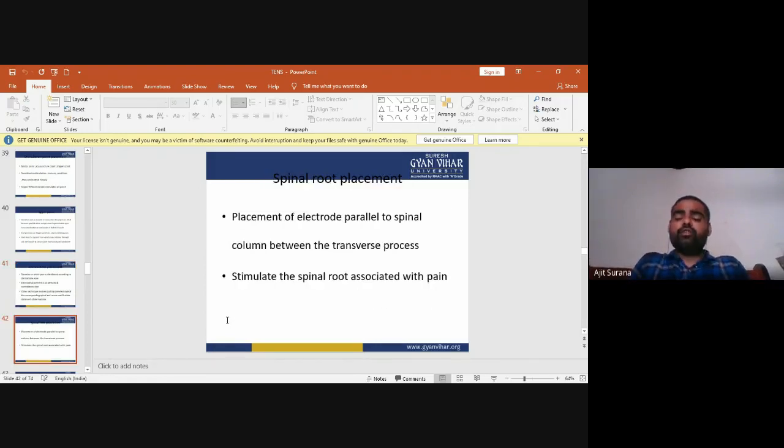Now the next one is the spinal root placement. In spinal root placement, we place the electrodes parallel to the spinal column between the transverse processes, and they stimulate the spinal root associated with pain.